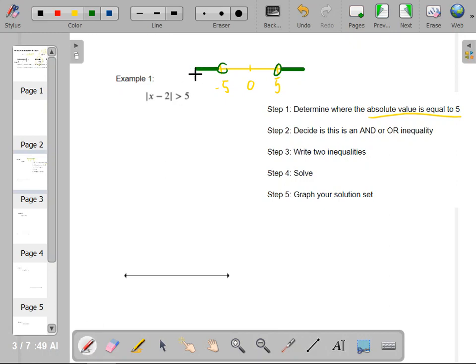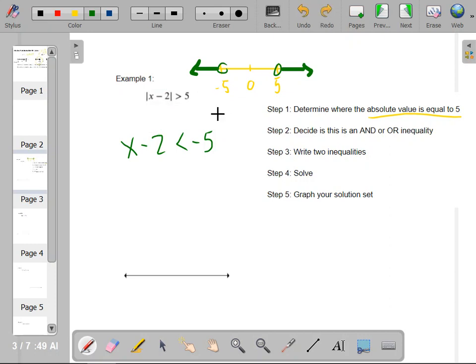I know it's going to kind of look like this, but the difference in this problem is it's not just x on the inside, it's x minus 2. So what we have to do is take this number line and convert it to an inequality. That would look something like x is less than negative 5. But it's not x, so I should probably just write it as x minus 2 is less than negative 5. Since it's x minus 2, that's what's going to go here.